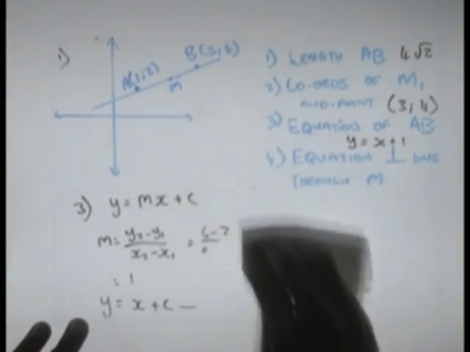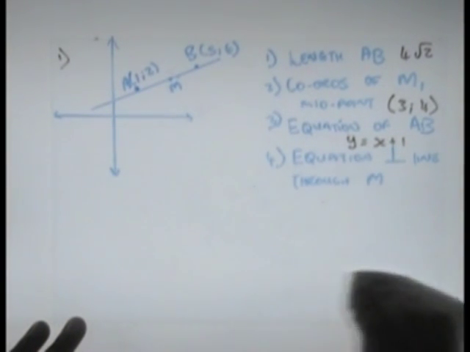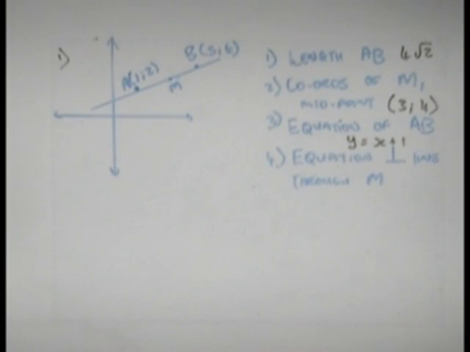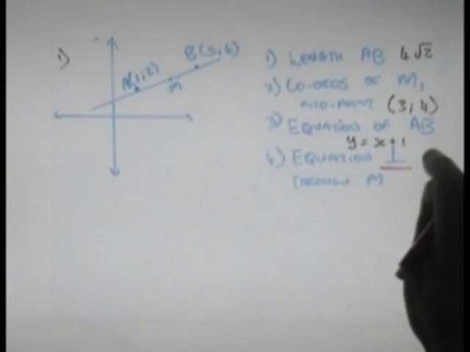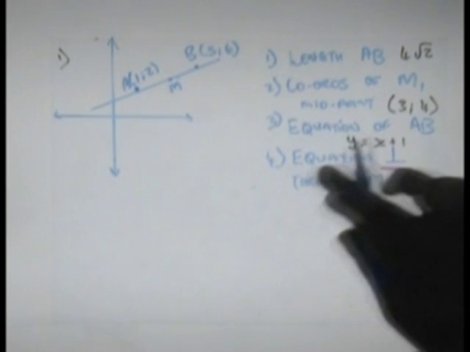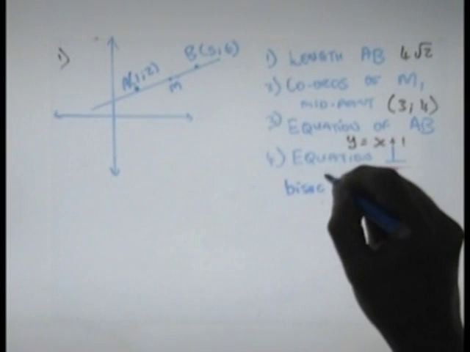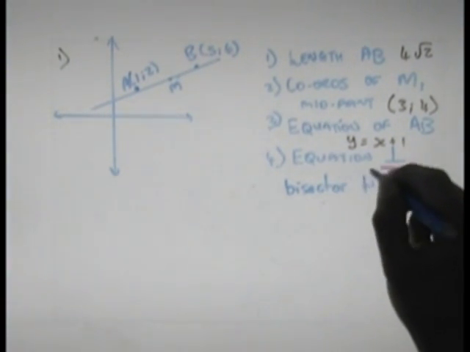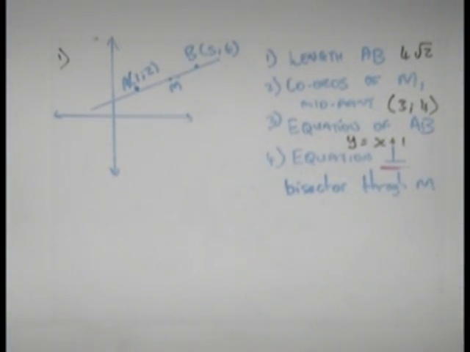The fourth one asked for the equation of the perpendicular bisector of AB. Now we are looking for the equation. Let's read it out carefully. Equation of the perpendicular, I said perpendicular line. In your workbook it says perpendicular bisector through M. But let's just break that up. Perpendicular bisector through M.